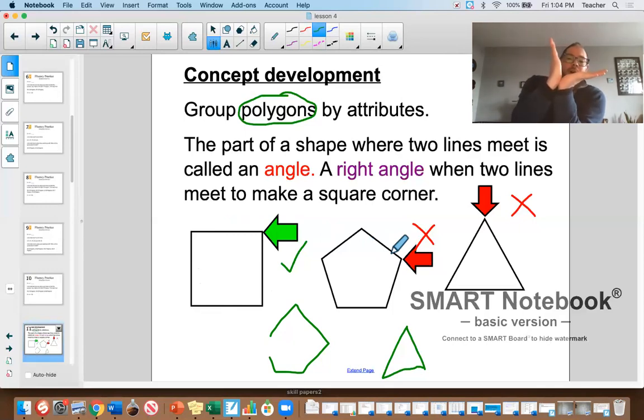It's hard to do it with my hands. So instead of being nice and straight like that, they go like that. That's way too big. And on the triangle, those angles are teeny tiny angles like that. They're not nice and square at all. So a right angle is when 2 lines meet to make a square corner.